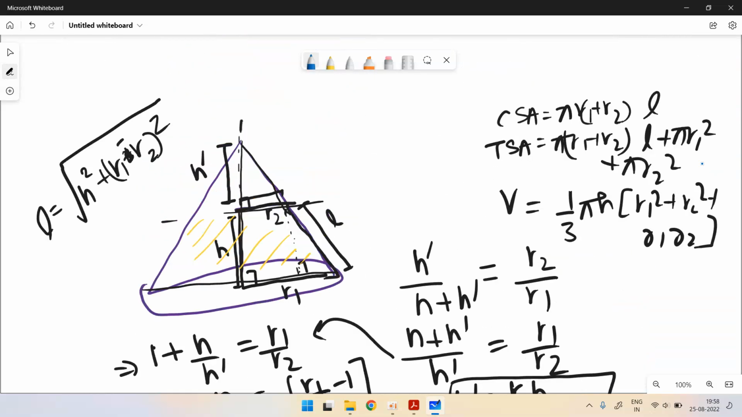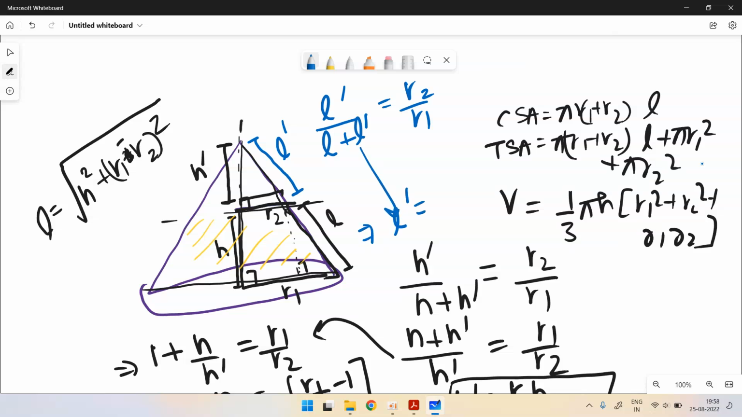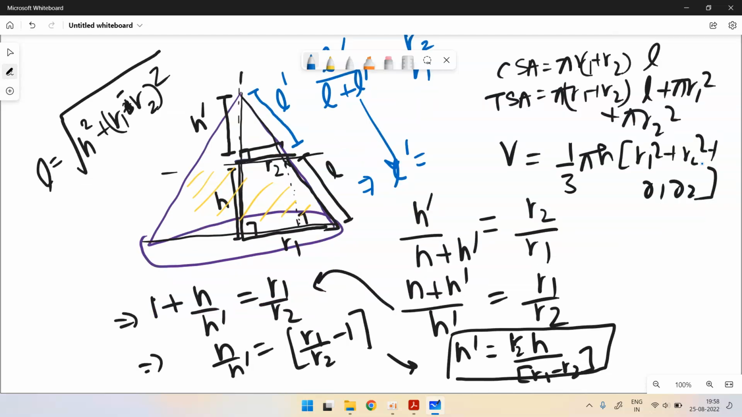Now you have to calculate the surface area of this. Same as before, you can assume this is L dash. Now L dash by (L plus L dash) equals R2 by R1. This looks the same, so solving this also, you will get that L dash is nothing but R2 into L by (R1 minus R2).